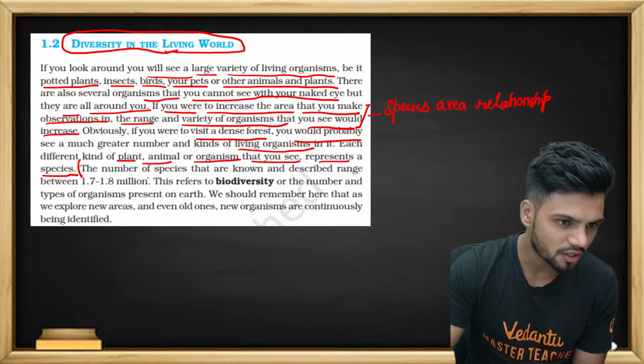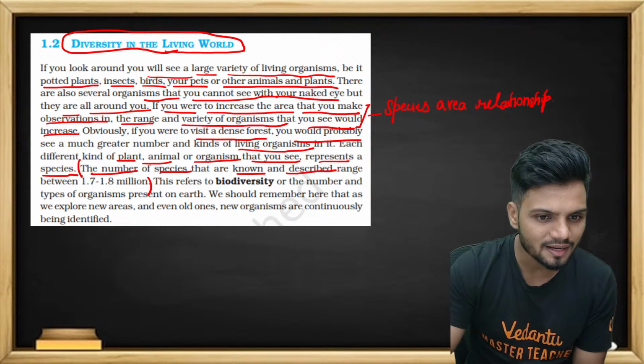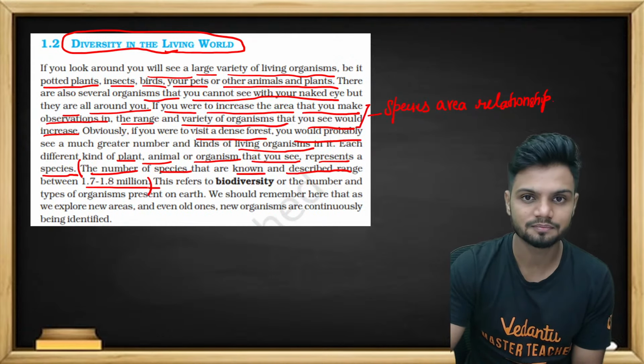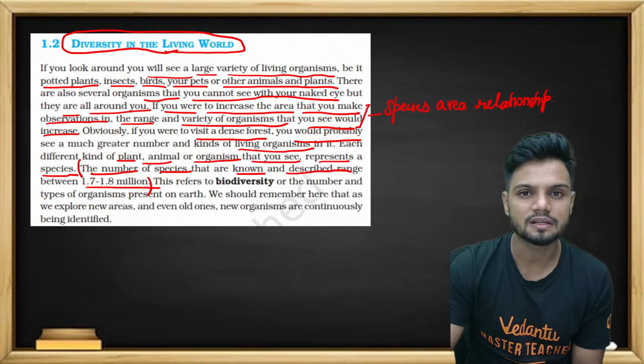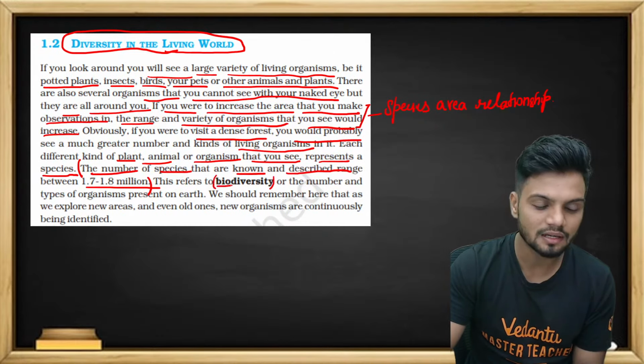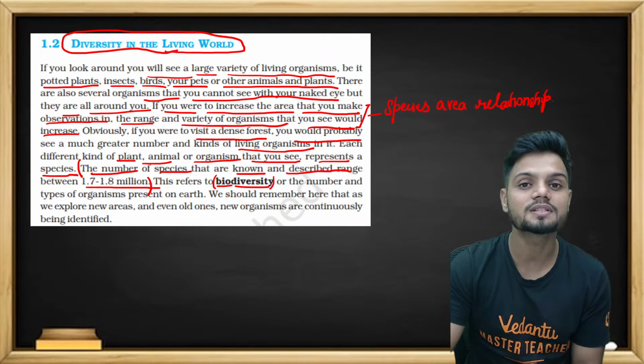Line of NCERT where the question comes from: the number of species that are known and described ranges between 1.7 to 1.8 million. That many species are there. This is called biodiversity. Bio means living, diversity means variety. Variety of different types of living organisms.